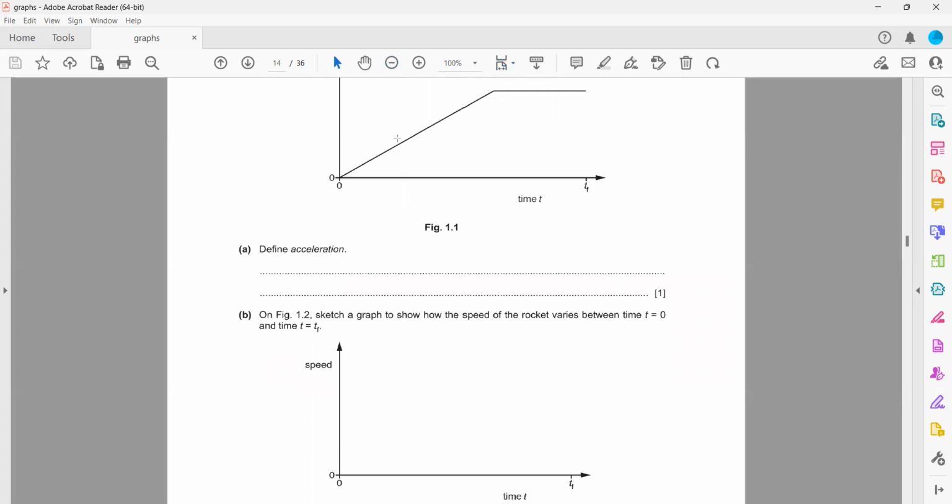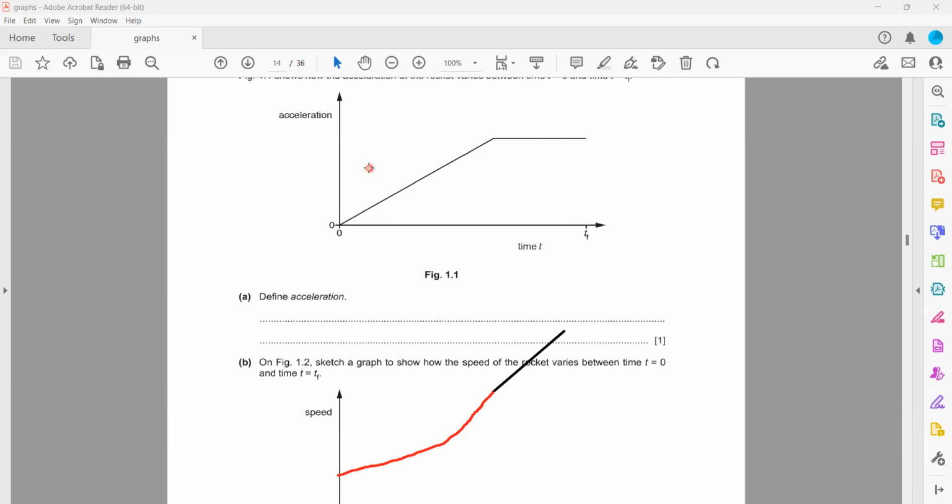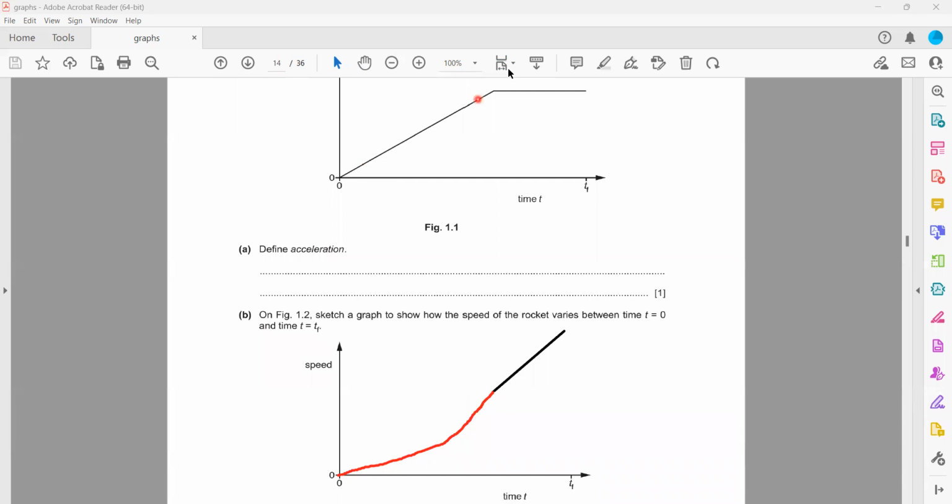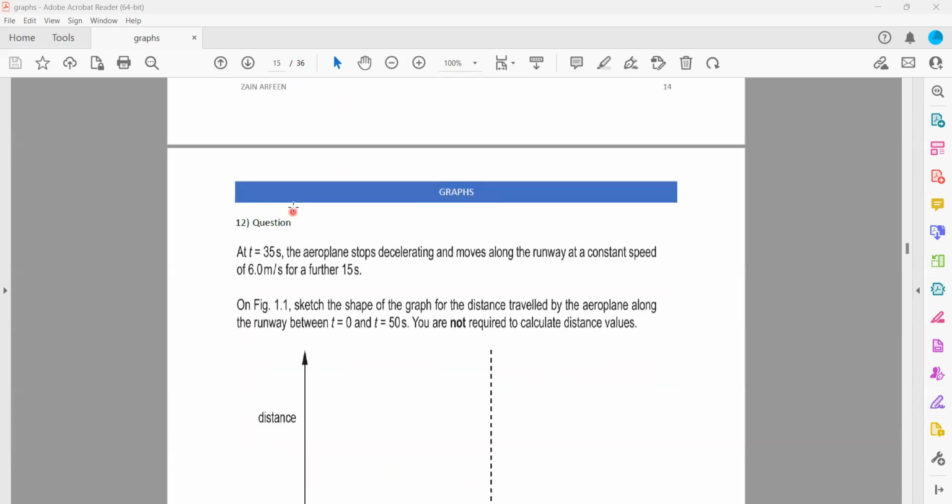So first acceleration was increasing. For a speed time graph, how do we represent an increasing acceleration? And then the acceleration is not changing, constant acceleration. How do we represent a constant acceleration? We draw a straight line. Is it clear, this graph? Because an acceleration time graph was given, and we have to sketch a speed time graph from the acceleration time graph.